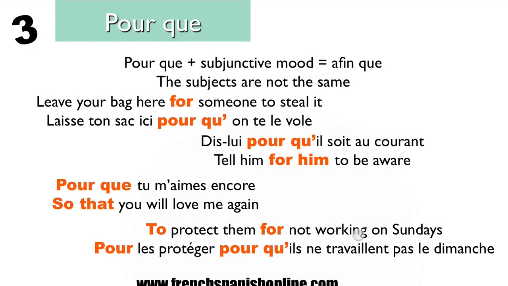The subject is not the same because to protect, yes, we are going to do something to protect them, so the subject of to protect is not them. They are not going to protect themselves here. So the subject of to protect and to work is different. That's why here we need pour que and the subjunctive mood. Pour les protéger, pour qu'ils ne travaillent pas le dimanche. Or, pour les protéger, afin qu'ils ne travaillent pas le dimanche.